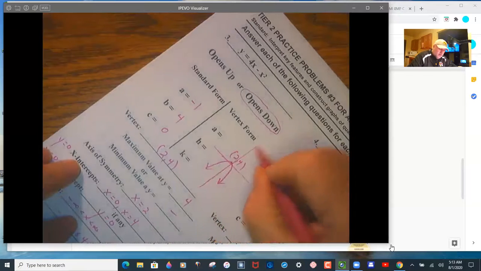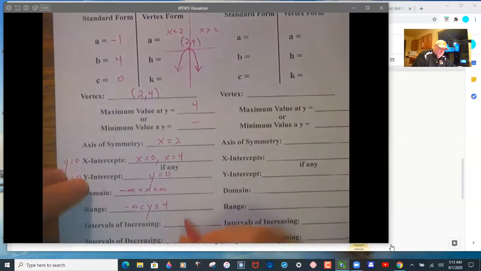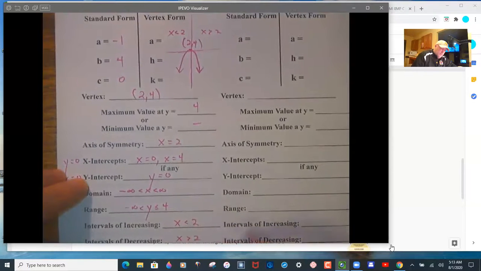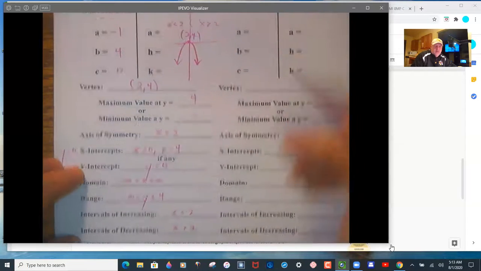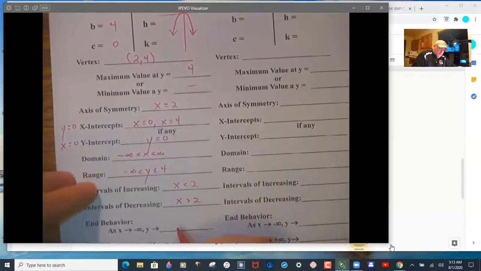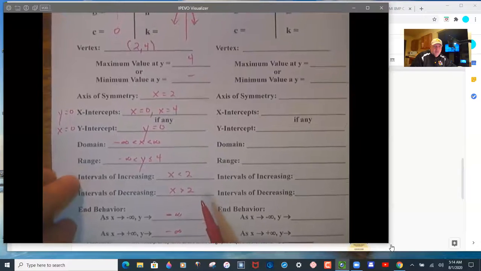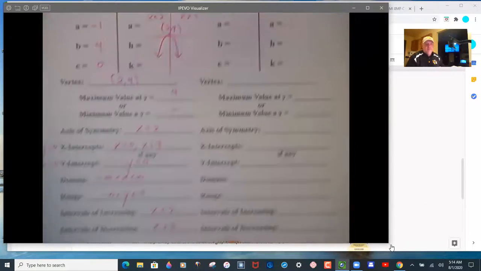Now, intervals of increasing and decreasing, just put this vertical line through. Less than 2, greater than 2. Okay, so we're increasing less than 2, decreasing greater than 2. And end behavior, both negative infinity. Look at where the arrows are going. Again, look where the arrows are going for end behavior. For intervals of increasing and decreasing, trace it left to right.